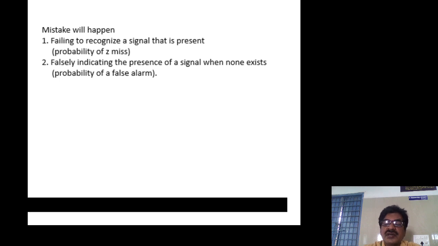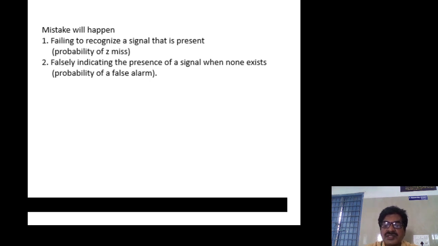With reference to the threshold, if the threshold level is too high, the result is failing to recognize a signal that is present. That means, with reference to a target, even though the signal is there, because its magnitude is less, it is unable to cross the threshold level, because the chosen threshold level is very high.